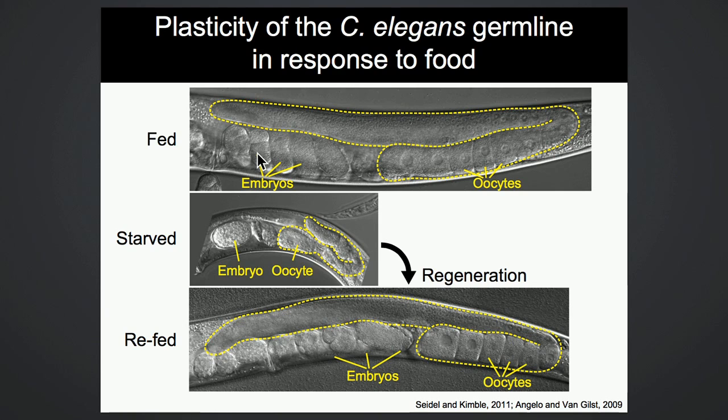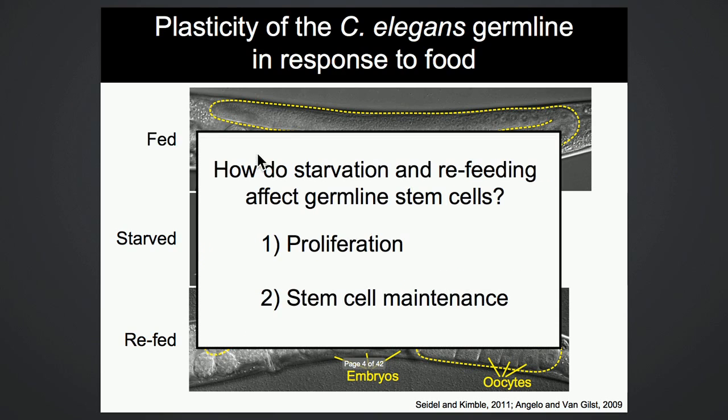I've been interested in understanding the cell biological changes that underpin this major plasticity in the germline tissue. And today I will talk about my work addressing the question of how do starvation and refeeding affect germline stem cells. I'll first talk about effects on stem cell proliferation, and second, effects on stem cell maintenance.